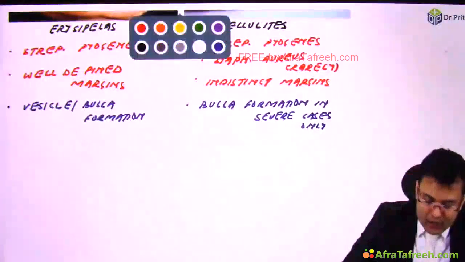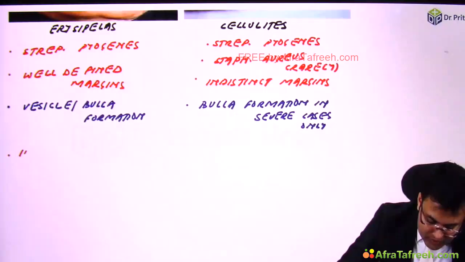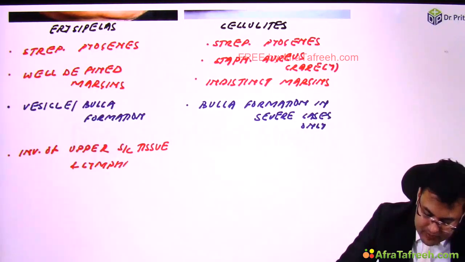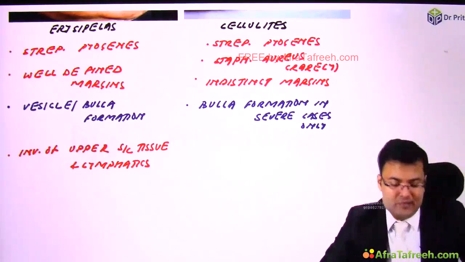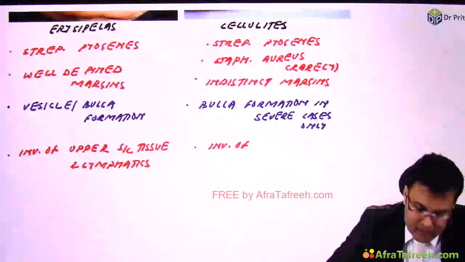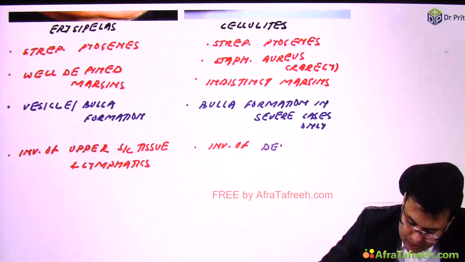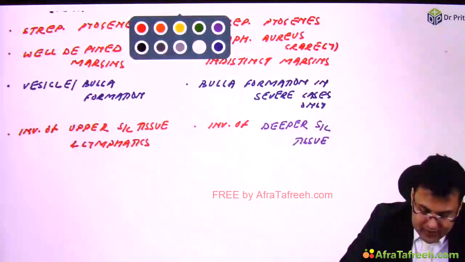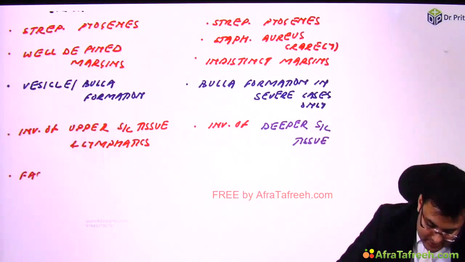Now in erysipelas, which part is involved? Generally there is involvement of upper subcutaneous tissue and lymphatic vessels. Whereas in cellulitis there is involvement of, be careful, deeper subcutaneous tissue. And you saw what is the common site of erysipelas? It is the face, with bridge of nose and cheeks.